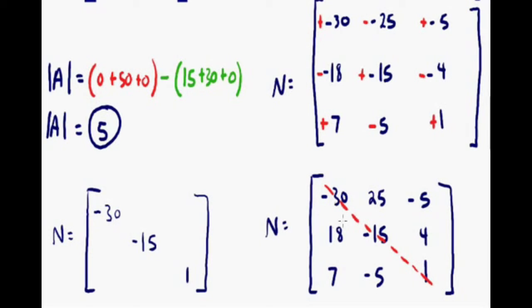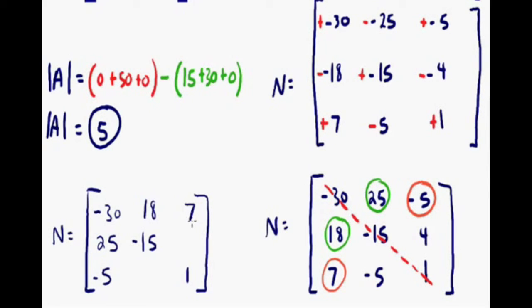And if we reflect the number 18 and the number 25 along this red diagonal, then they're going to switch places. So this number 18 is going to go where the 25 used to be, and this number 25 is going to go where the number 18 used to be. And if we reflect this number 7 and this number negative 5 across the red diagonal, then they're going to switch places. So the negative 5 is going to go where the positive 7 used to be, and the positive 7 is going to go where the negative 5 used to be.